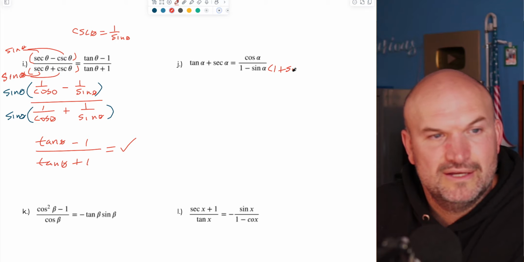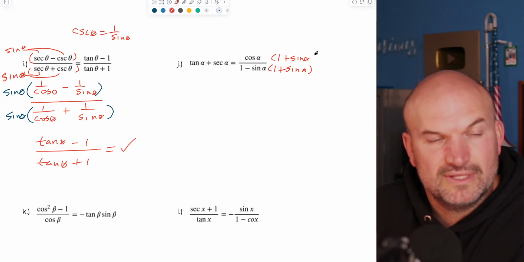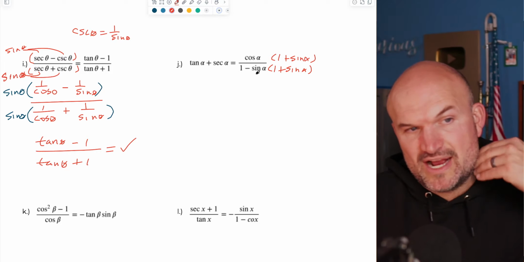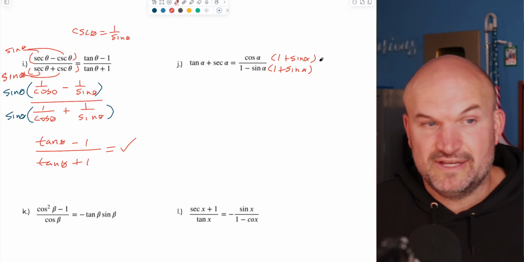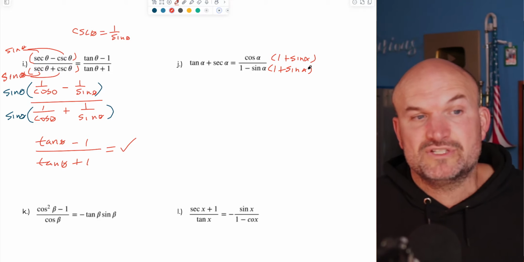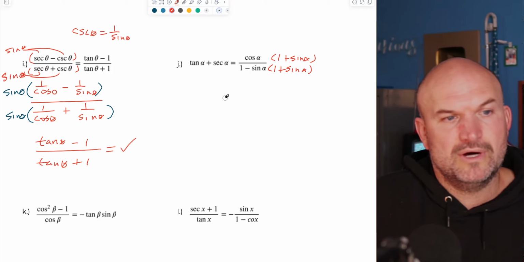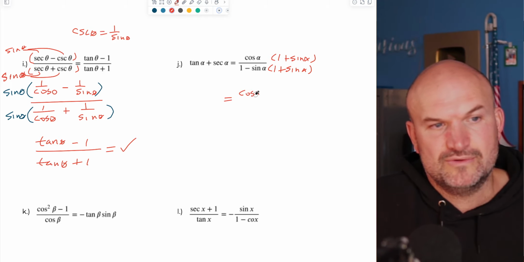But I'm thinking here, I want to multiply by the conjugate because I want to get rid of this binomial fraction. So I'm going to multiply by the conjugate, which is 1 plus a sine of theta. And remember, just like we did in the beginning, when you multiply by a conjugate, that creates a difference of 2 squares. So up top, we have cosine of alpha times 1 plus sine of alpha. I'm just going to leave that where it is.